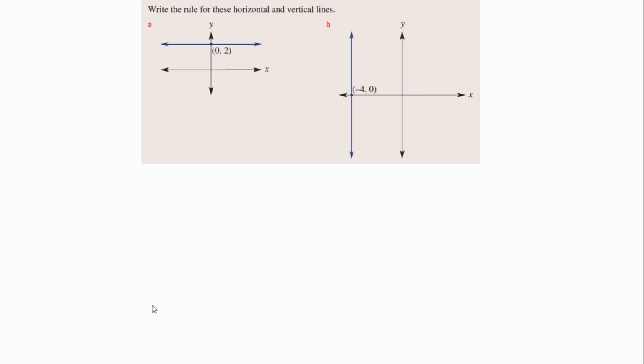Alright, pause the video, have a go at these by yourself and just unpause when you're ready to go through them with me. Alright, so this one, y equals 2 anywhere on the line, so the rule for this graph would just be y equals 2. And this one would simply just be x equals negative 4. Give yourself a tick for each one you got correct there.